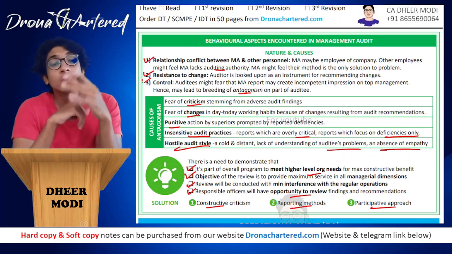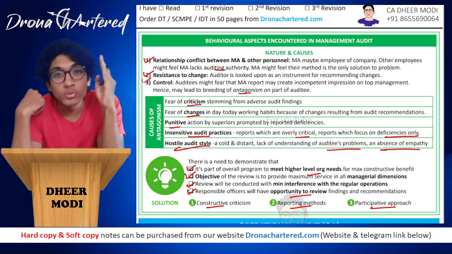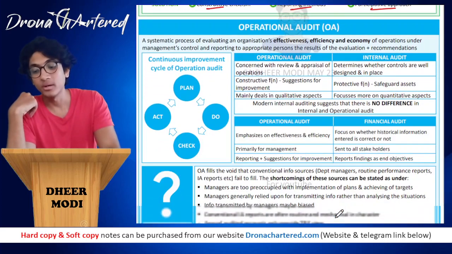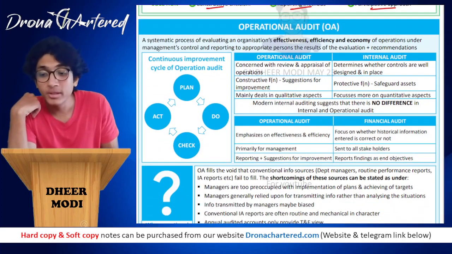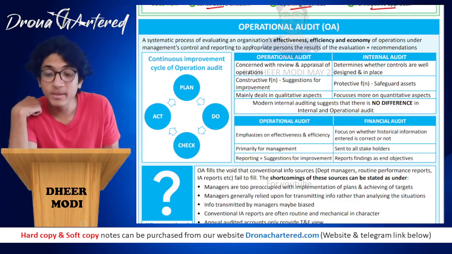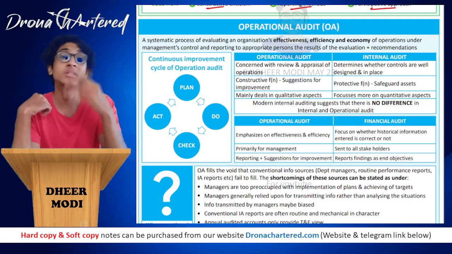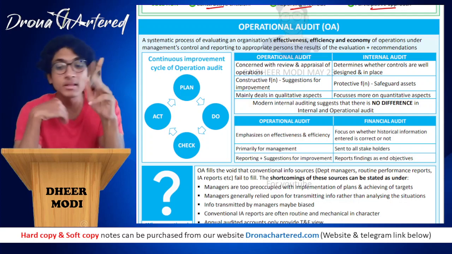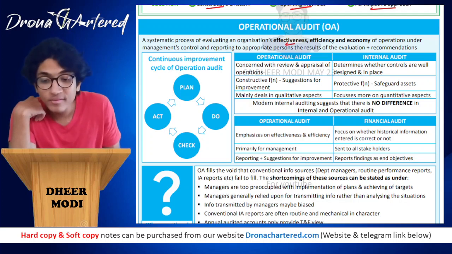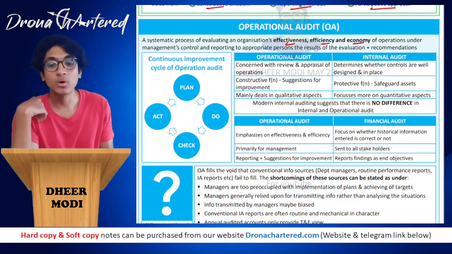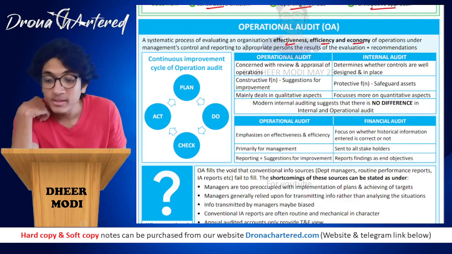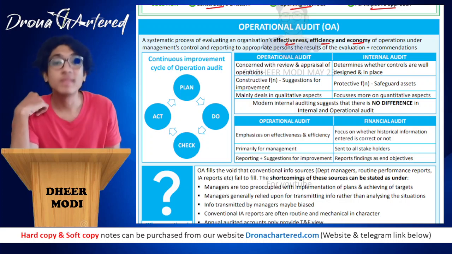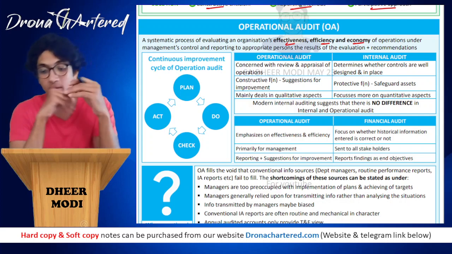Okay, with this, we are also done with management audit and coming to the last part of the chapter, which is your operational audit. Now, your operational audit is a systematic process of evaluating an organization. Remember, while studying the focus, we did that there are three E's: effectiveness, efficiency, and economy of operations, under management's control, and reporting to the appropriate person the results of the evaluation and your recommendations.